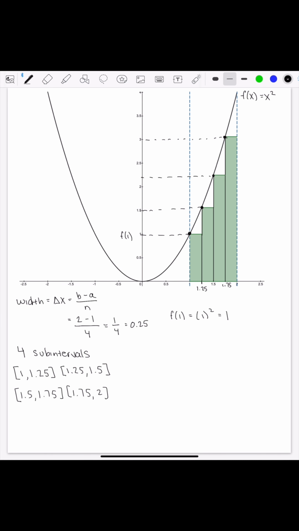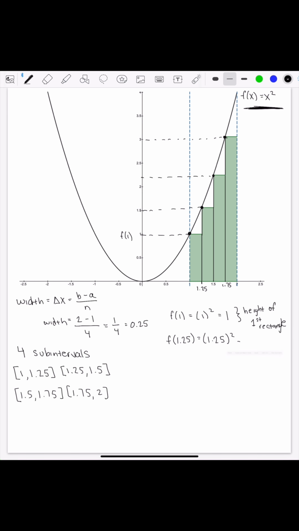So this was the height of the first rectangle, and this is the width of each. Now if you want to find the height of the second rectangle, we're using 1.25. So that's going to be f of 1.25. Remember, our function is still x squared, so I'm going to plug 1.25 into x squared.